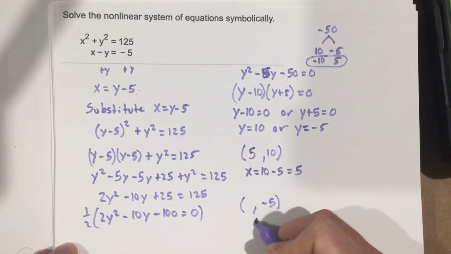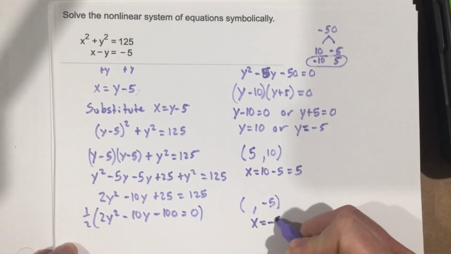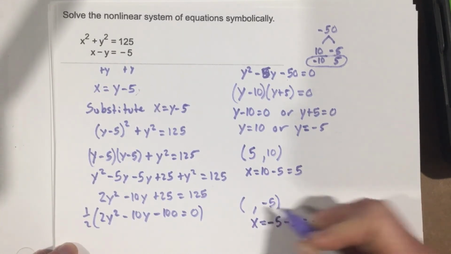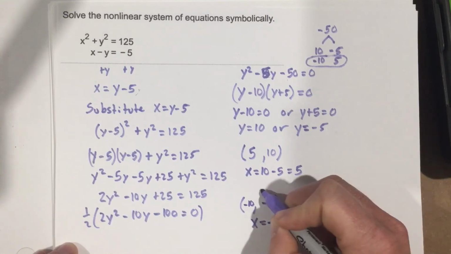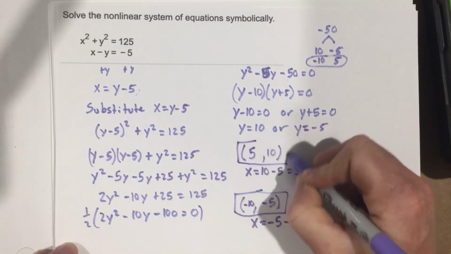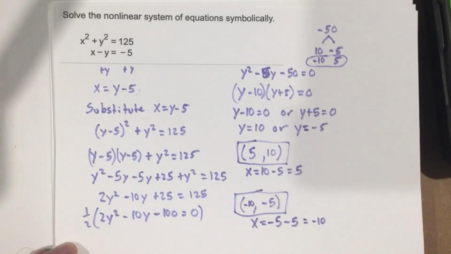And then we're going to say x equals -5 minus 5, so that's -10. So the two solutions to this problem, because remember it's nonlinear, are (5, 10) and (-10, -5).